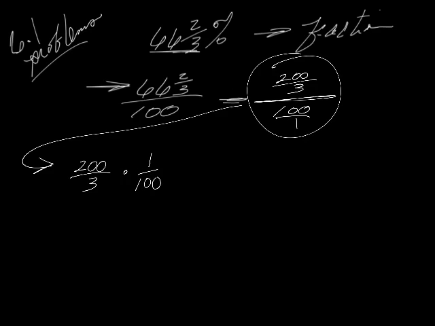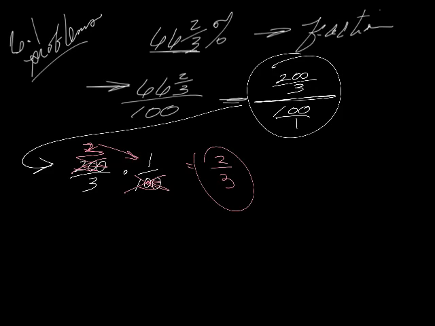Okay, so when we're at this place, I can do a little bit of canceling. Cancel that, and that becomes a 2. And that becomes very easy, 2 over 3, because these went away. And all we have is the 2 times the 1 and the 3 on the bottom, so 2/3. So 66 and 2/3% written as a fraction in lowest terms is 2/3.